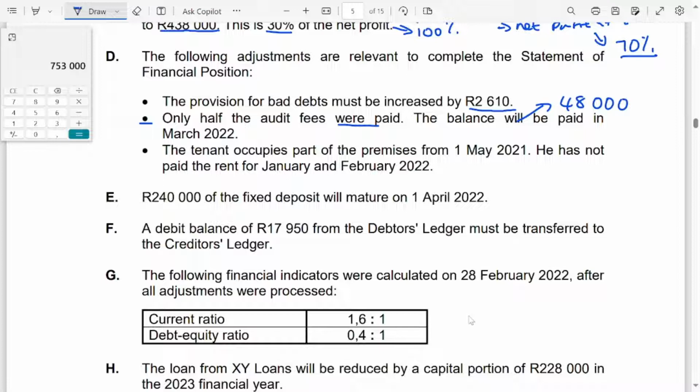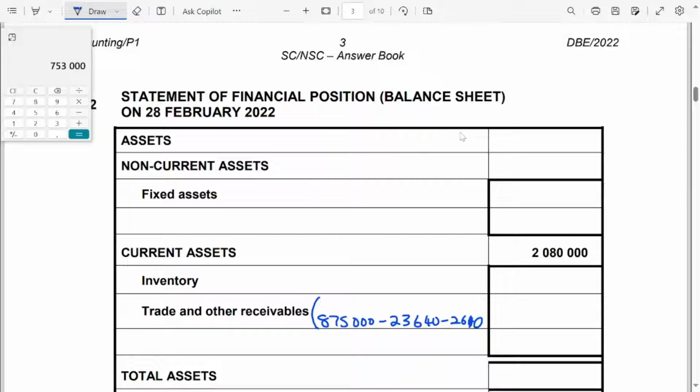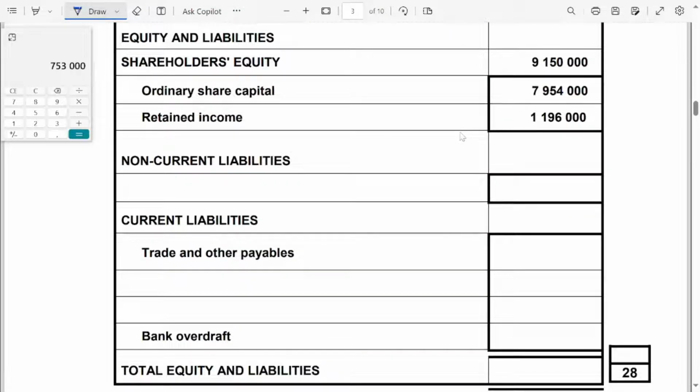But now we are owing another half of the audit fees. Because we are owing another half of the expense, we call this an accrued expense, which is 48,000, because they said only half is being paid, meaning that we are owing another half. So the accrued expense, where do we record it? We record it in the trade and other payables. So let's start with the creditors control, 617,450, plus the 48,000 accrued expense.